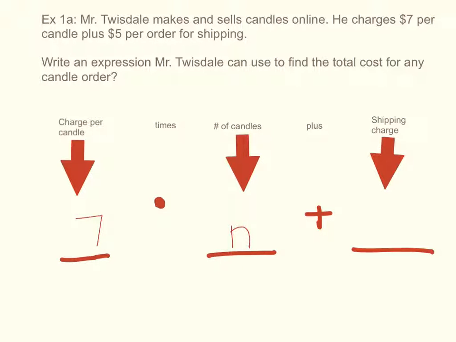But regardless of how many candles they order, it'll be $7 per candle, and for each order we're going to add the shipping charge, which, looking back in our problem, is $5 per order. So here we have $5 per order. So our complete formula is 7n, or 7 times n, plus 5. That is my expression that I'm going to write.